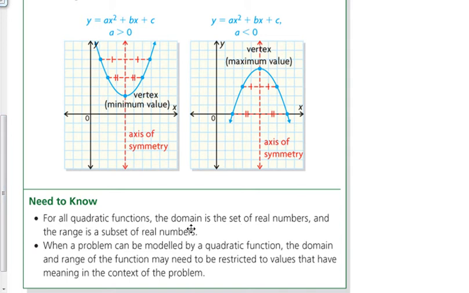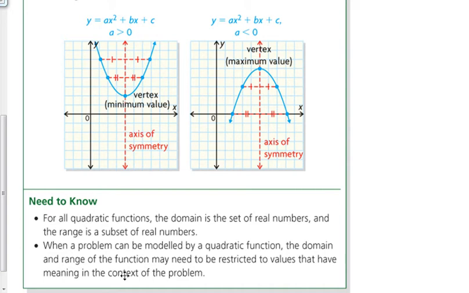For all quadratic functions, the domain is the set of real numbers and the range is a subset of real numbers. So the domain is the values of x for which the parabola is defined. If we look, the parabola is going to extend infinitely to the negative and infinitely to the positive. So I know that it's going to be the set of real numbers. The range, however, is the values of y for which the parabola is defined. If you look here, there is no y value that is less than 2. So therefore, our range would be 2 and up. It's a subset of real numbers.